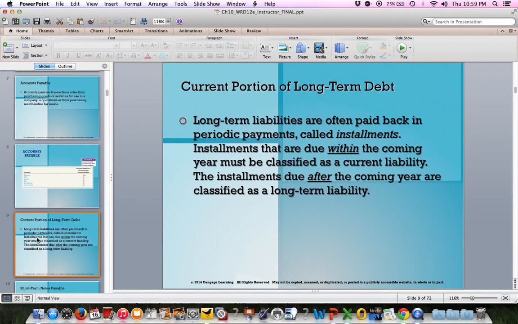Quite often long-term liabilities, of course, are paid back in periodic installments. A company may have a mortgage or bonds or some kind of a long-term note. Quite often a vehicle loan might last several years, and obviously as those payments are made, whether monthly, quarterly, however often they are, whatever is due within 1 year is classified as current. Anything due beyond 1 year would be classified as long-term.